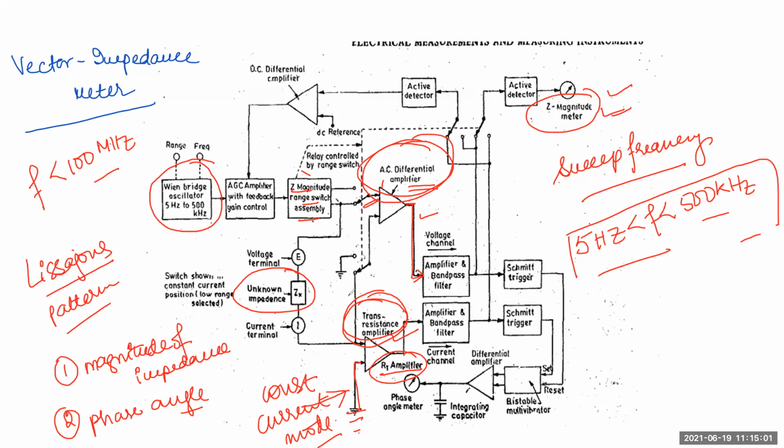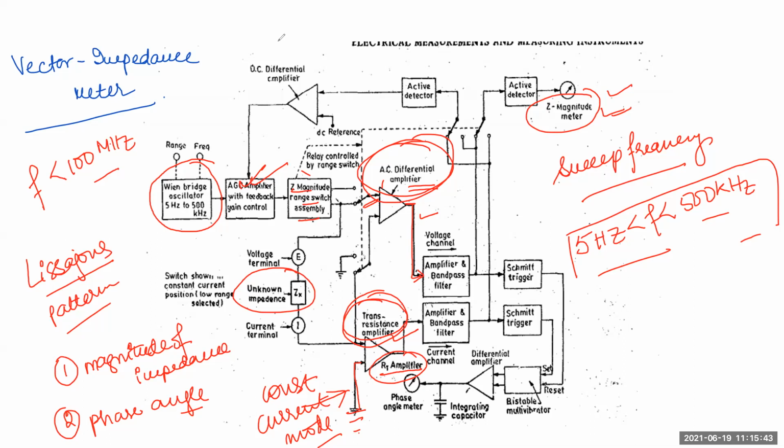The voltage output of the RT amplifier is now applied to the detector and then to the Z magnitude meter. The output voltage of the differential amplifier now controls the gain of this AGC amplifier, in the same manner as it did in the constant current mode. Only the functions are vice versa, or reversed. So we did all this for finding out the unknown impedance in this particular circuit. The thing which is left is the phase measurement. How can it be done?